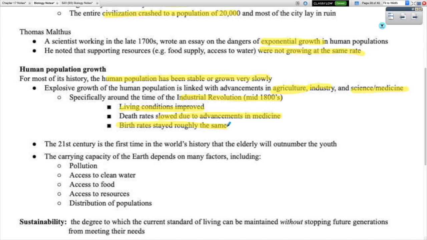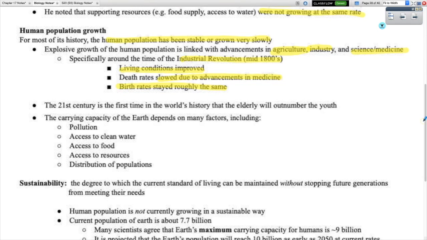Death rates are going down, birth rates are staying the same. And what's more is the kids that are being born are much more likely to survive to adulthood and have more kids, which is good, of course, don't get me wrong. And now in the 21st century, which is the century we are currently in, this is the first time ever in the world's history that the elderly will outnumber the youth. People are living way longer. It's a good thing for sure. But it does have implications for the human population.